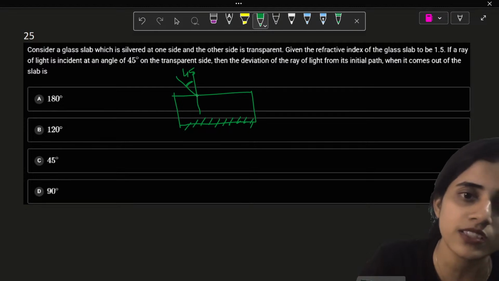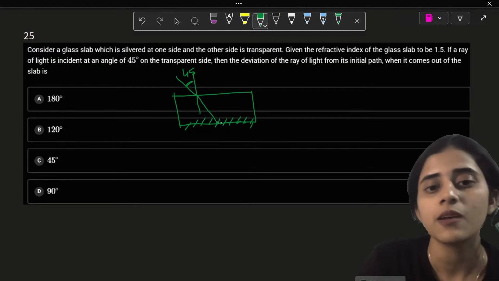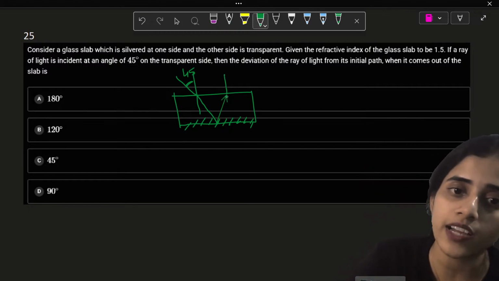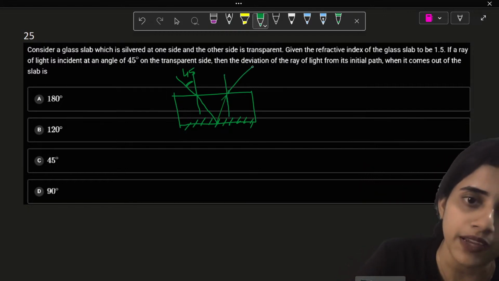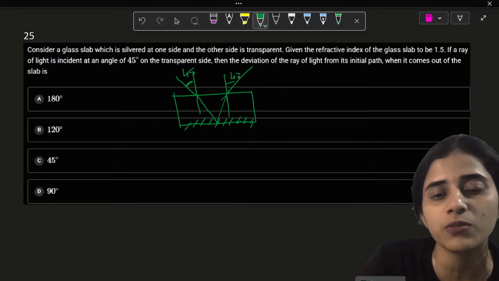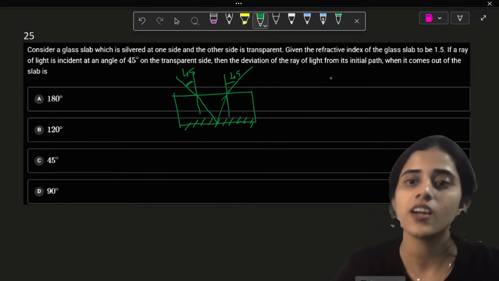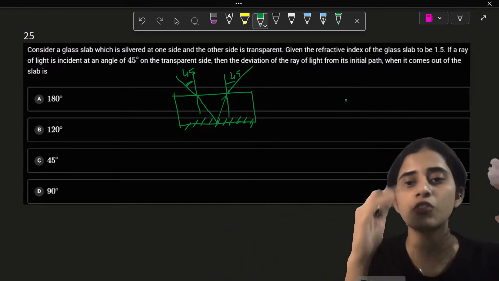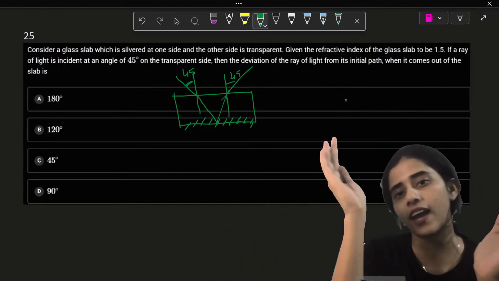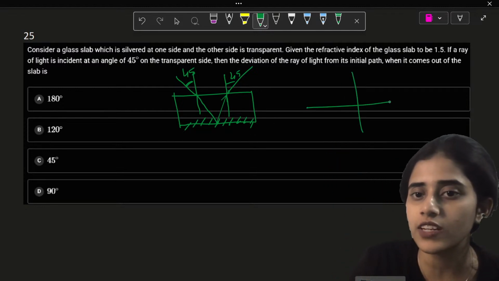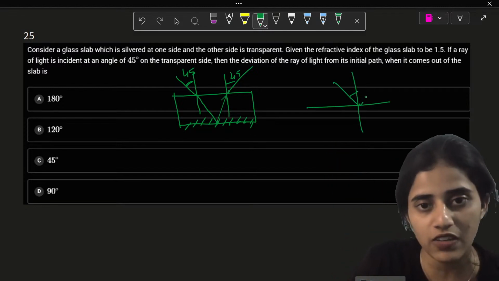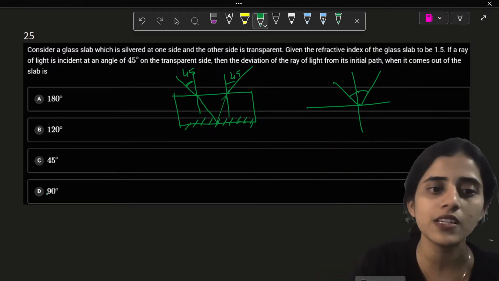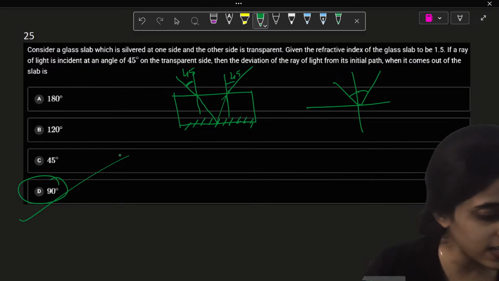Then what happens to this? It will obviously go hit the bottom. But since the bottom is reflective, it will reflect from there. Now what happens? It will bend out from here. So this angle will also be 45. Now the question is, you have to find out how much it deviates from the initial path. So basically you have to find out the deviation from incident and the refracted. So let's draw that together. The incident was 45, refracted was also 45. Both these rays, so the angle between them is 90 degrees. Very easy.